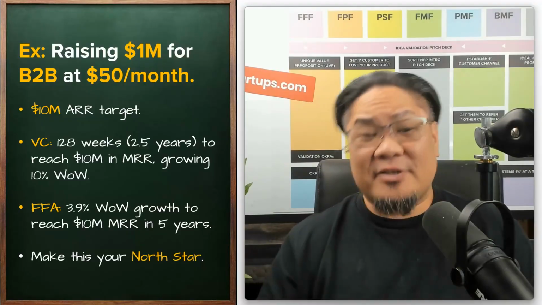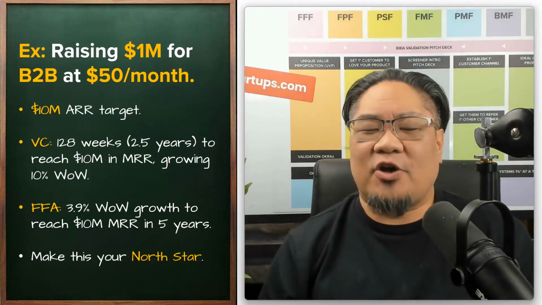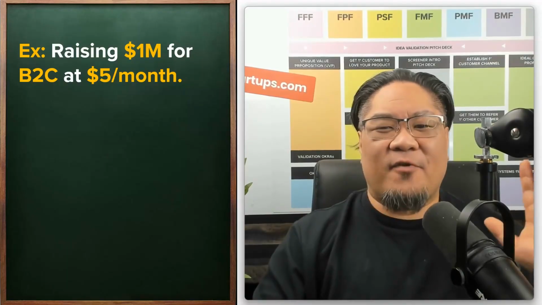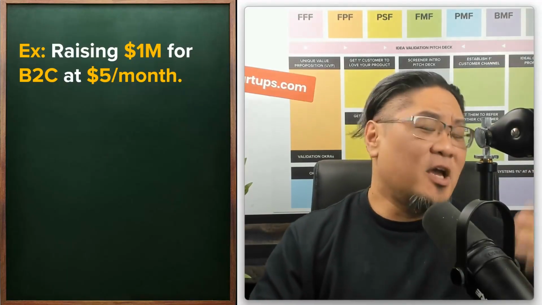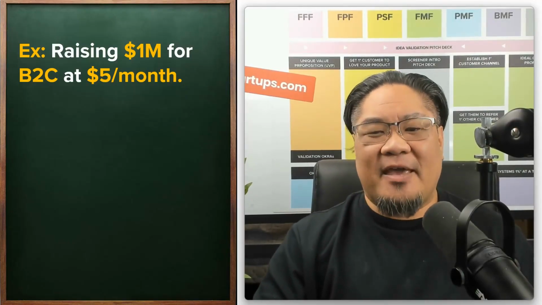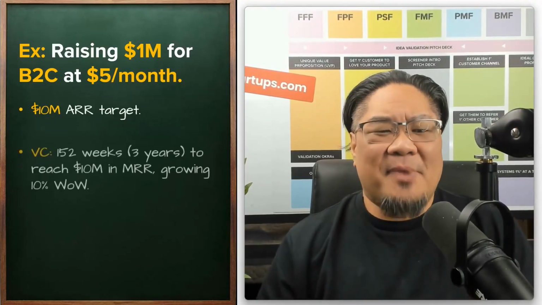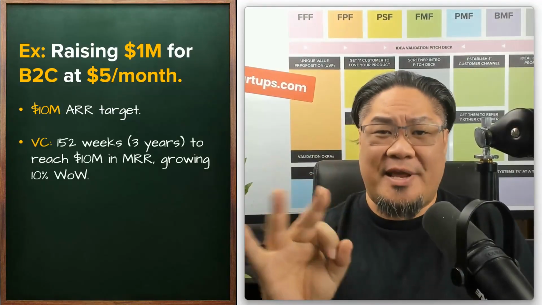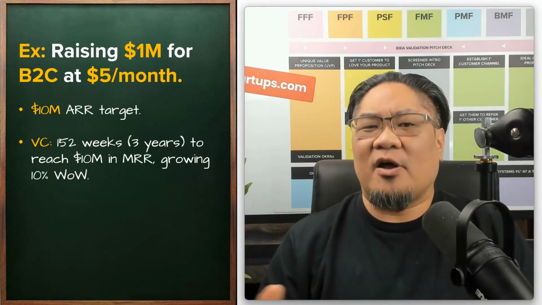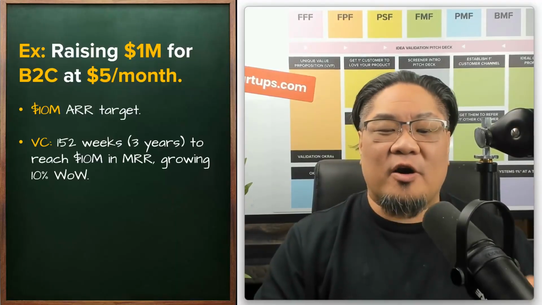Or if you're looking for other types of investors that are a little more relaxed, don't have the same expectation, set your North Star to at least 3.9% week over week growth. Now, let's say you're raising for a B2C and it's $5 a month. You got some type of app where you're going to be charging them a monthly membership fee. We're going to set the same target, $10 million ARR. For VC money, it's 152 weeks, so 3 years. It takes a little bit longer because you're charging less to reach that $10 million target, growing 10% week over week. B2C is always a little bit harder, but that's okay.